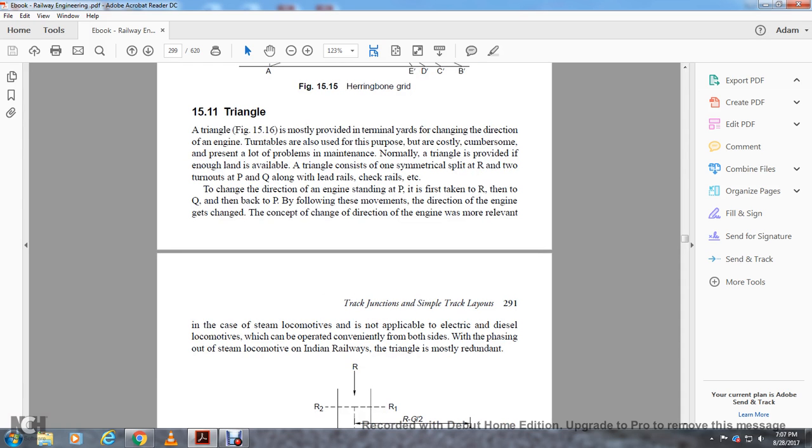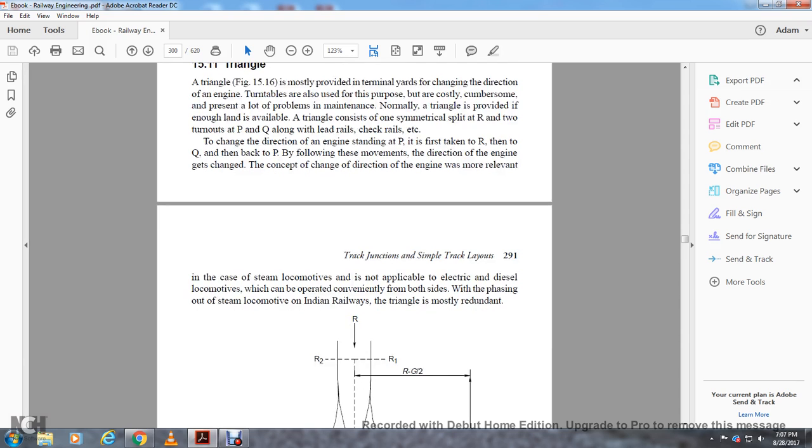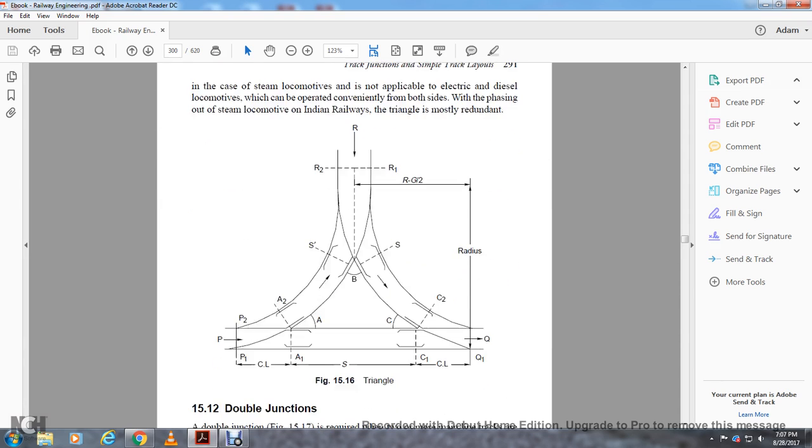The concept of changing direction was more relevant in the case of the steam locomotive. It is not applicable to electric and diesel locomotives, which operate conveniently in both directions while facing. Steam locomotives on Indian Railways used the triangle most frequently. This shows the triangle.